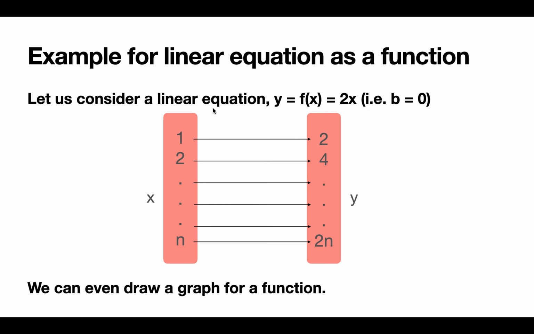If you look into this function, you can see that 1 is related to 2, because I put the value of x as 1, I will get f of x as 2. And if I put the value 2 here, I'll get f of x as 4. If I put an arbitrary value n here, I'll get f of x of 2n. This is how it works. We can even draw a graph for a function. For every function we can draw a graph. We'll see it later.